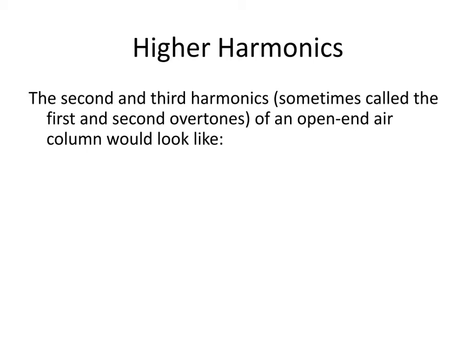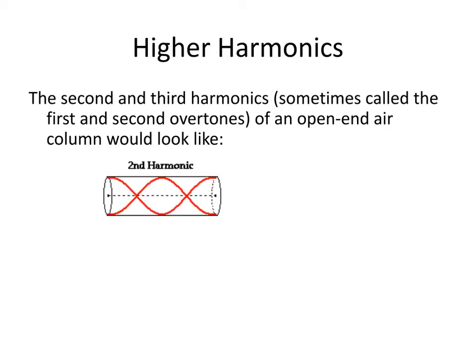With higher harmonics, if we look at the second harmonic and the third harmonic, these are also sometimes called first and second overtones. So the second harmonic is the first overtone, and the third harmonic is the second overtone. If you're a musician, you may have heard that before. For an open air column, let's see what that looks like.